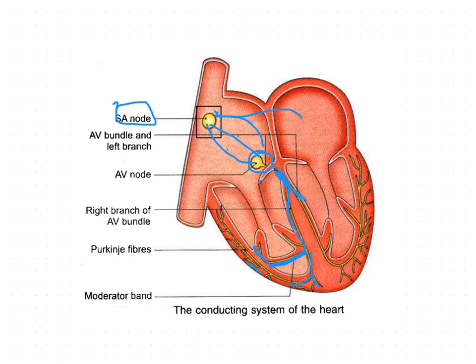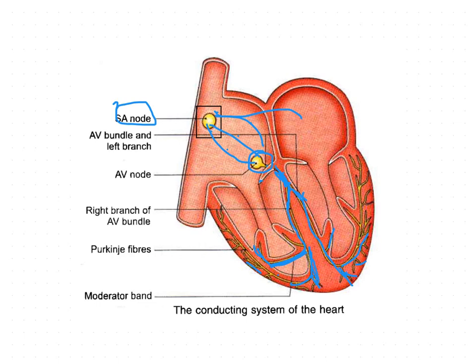Next, the left branch of the AV bundle descends on the left side of the interventricular septum and is distributed to the left ventricle after dividing into the Purkinje fibers. So it also divides into Purkinje fibers. And these both branches mainly reach the apex of the ventricles. From there it divides into the Purkinje fibers.